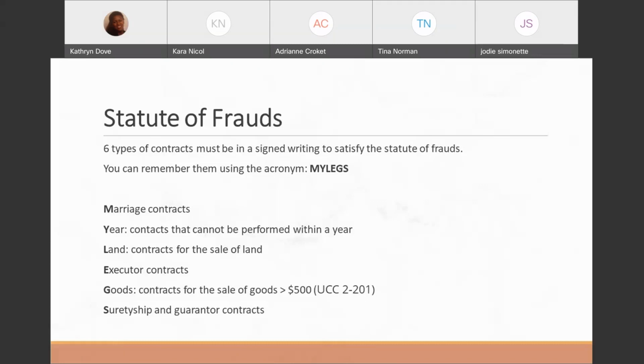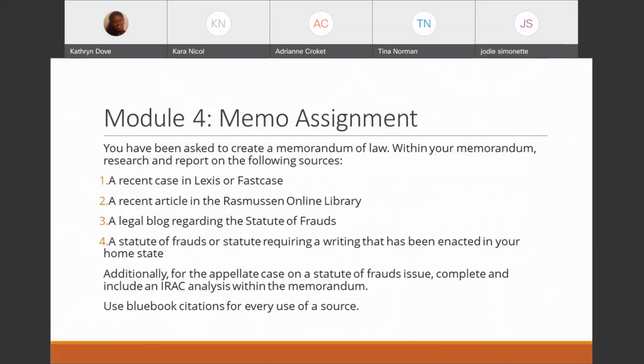The statute of frauds simply says certain contracts must be in writing to be enforced. The purpose is actually to avoid fraud. We talked the first week, and I think Kara brought it up, the problem with he said, she said, if you don't have a written contract. We don't want the he said, she said problem when we're dealing with certain types of contracts. So the statute of frauds says that 6 types of contracts must be in writing, and the acronym is MYLEGS. One provision is for the sale of goods, Adrian, as you pointed out, that's G. But the statute of frauds also applies to contracts for marriage, contracts for the sale of land, contracts that cannot be performed within a year, executor, suretyship, and guarantor contracts. So what is the statute of frauds? It simply says certain contracts must be in writing to be enforced.